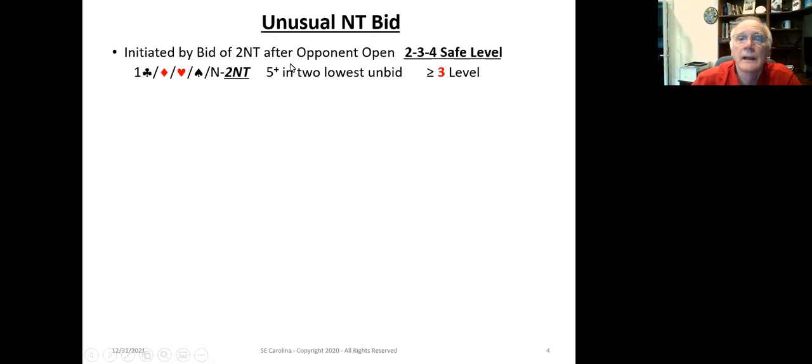In all situations, to bid unusual no-trump, your 2-3-4 result should be greater than or equal to 3, because 2 no-trump says, hey partner, you have to bid at the 3 level. So we're forcing our partner to bid at the 3 level. We want that to be safe. This applies to both the mini and the maxi aspects of unusual no-trump.